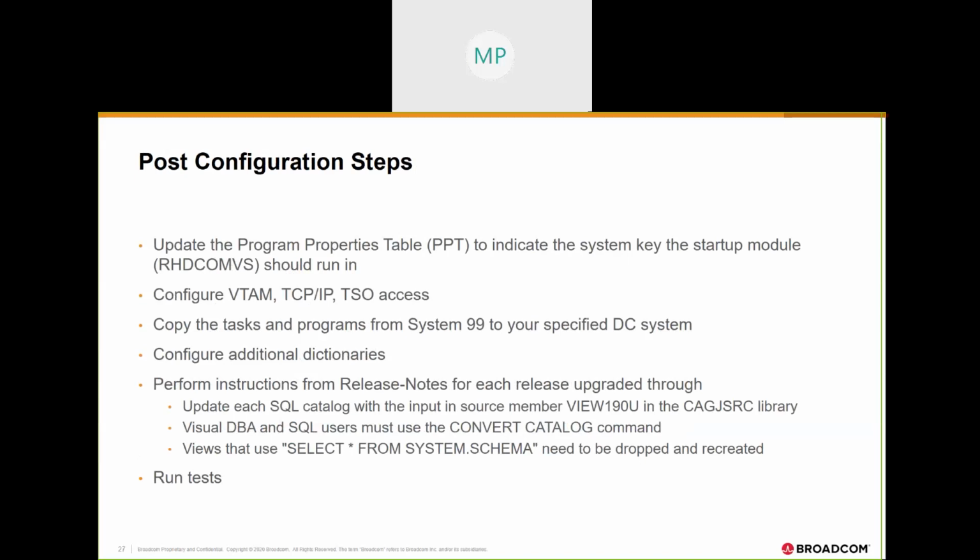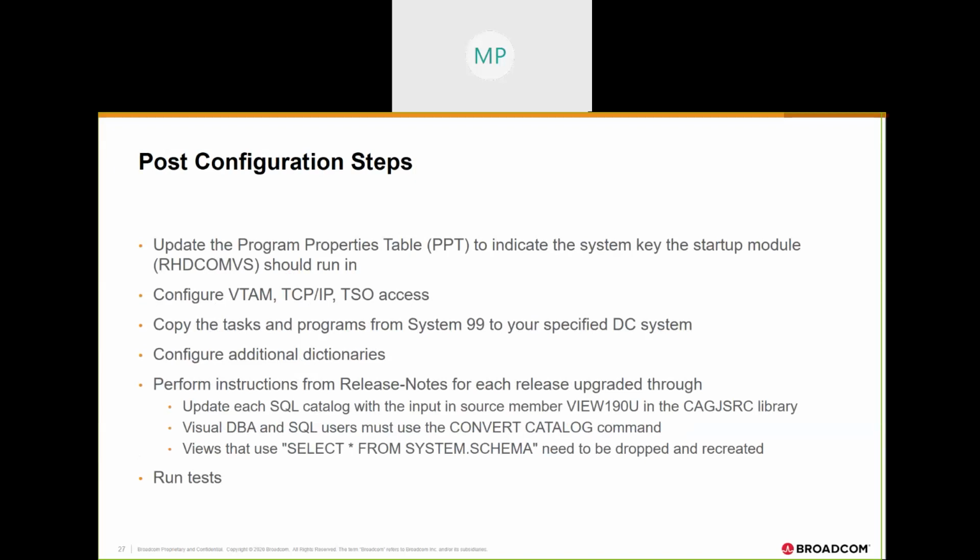So after configuring a system, there are some post-configuration steps. It's important to read the install documentation and the release notes to see what configuration steps there are. So these are just some of the post-configuration steps. If this is primarily for a base install, updating the program properties table to indicate the system key that RHDC OMVS should run in.